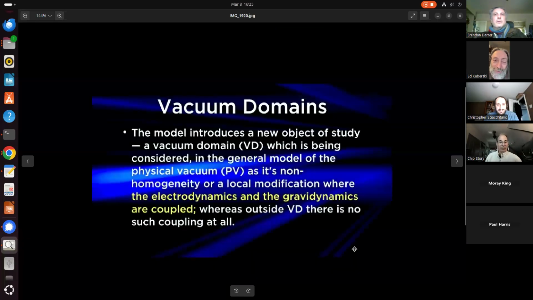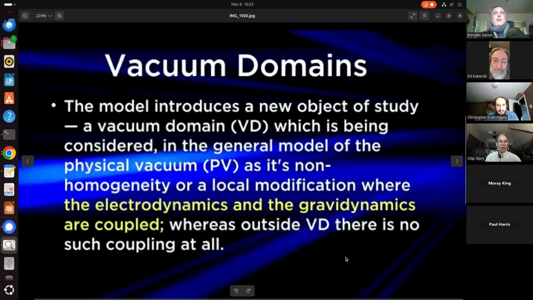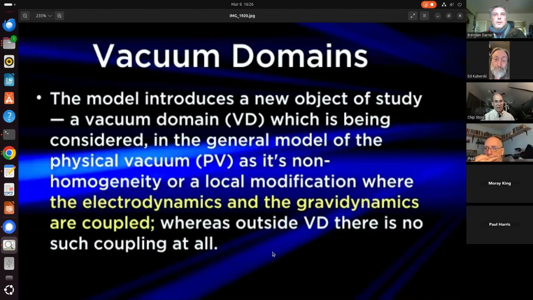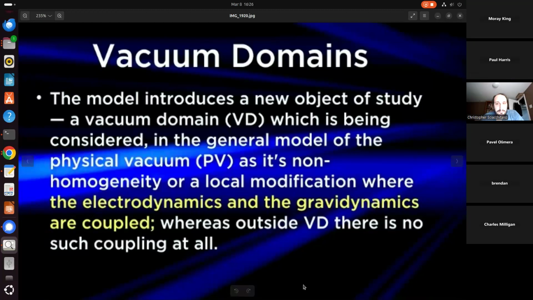Okay. Vacuum domains. The model introduces a new object of study, a vacuum domain, VD, which is being considered in the general model of the physical vacuum, PV, as its non-homogeneity or local modification, where the electrodynamics and the gravidynamics are coupled. Whereas outside the vacuum domain, there is no such coupling at all. I'm not sure about that. We'll hold that thought.